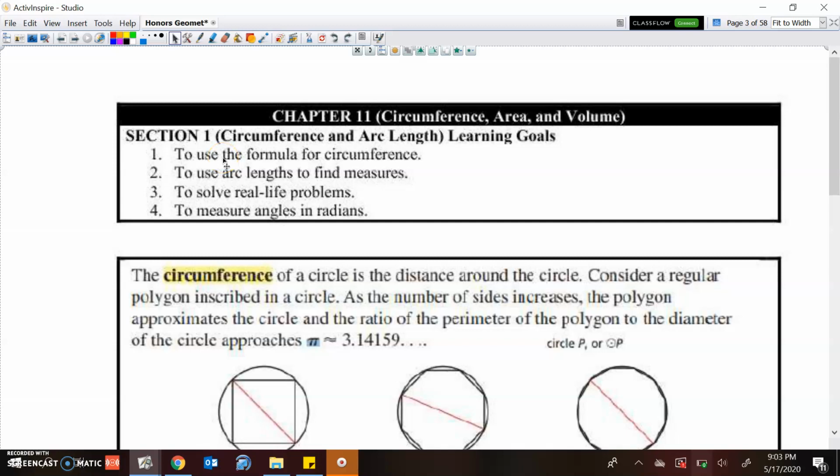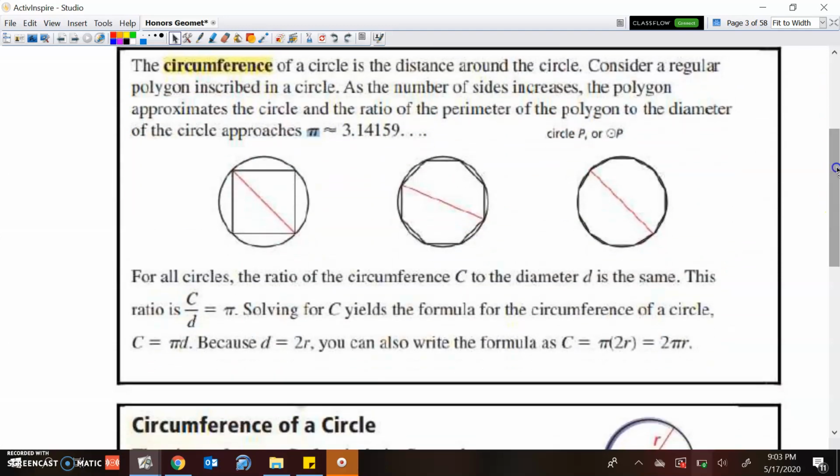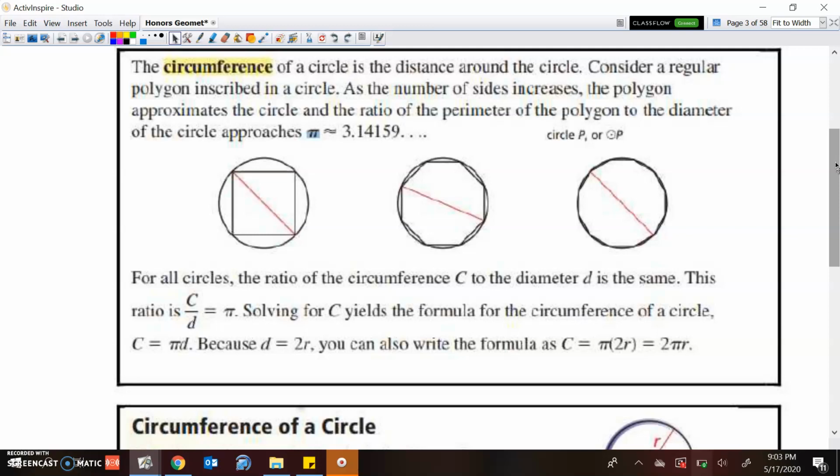All right, so lesson 11.1, our last chapter. We're going to be talking about circumference, area, and volume, but we're going to add in some new things so it won't all be review. So the first part of this is just circumference. We're not going to dig too deep into it because I know that you're familiar with it.